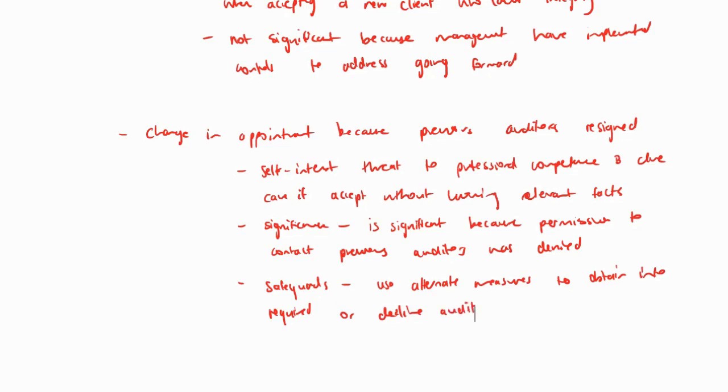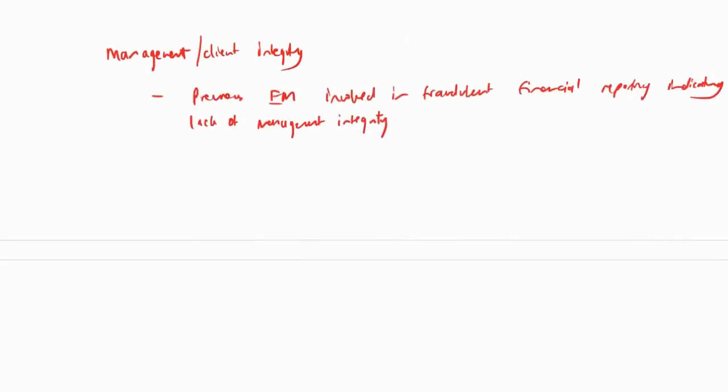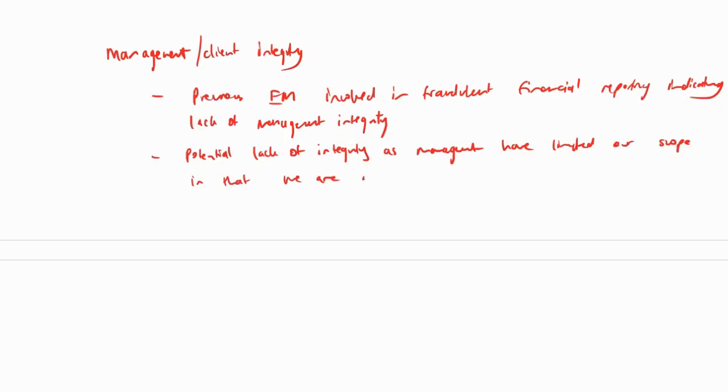I can now go and add this once again to potentially management lacking integrity because they didn't give us access to the previous auditors. There's a potential lack of integrity as management have limited our scope in that we are not able to contact previous auditors.